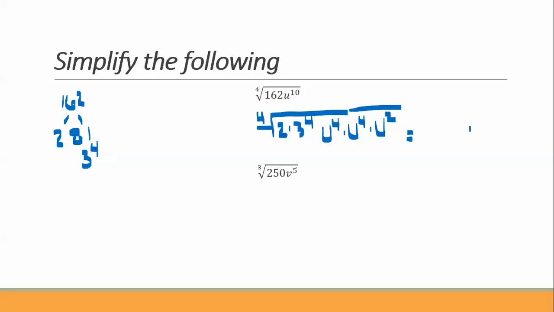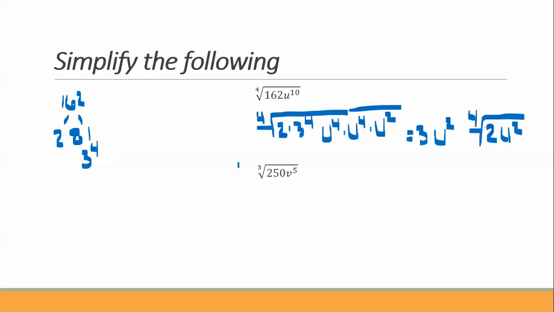So now we have the 4th root over here. The 2 doesn't have an exponent, so we're going to keep it as 2 out here. The 4th root of 3 to the 4th is 3. The 4th root of u to the 4th is u, and we have 2 of them, so it's u squared on the outside. And then we have the 4th root of u squared. We can't do anything with that, so we're going to leave it as u squared.